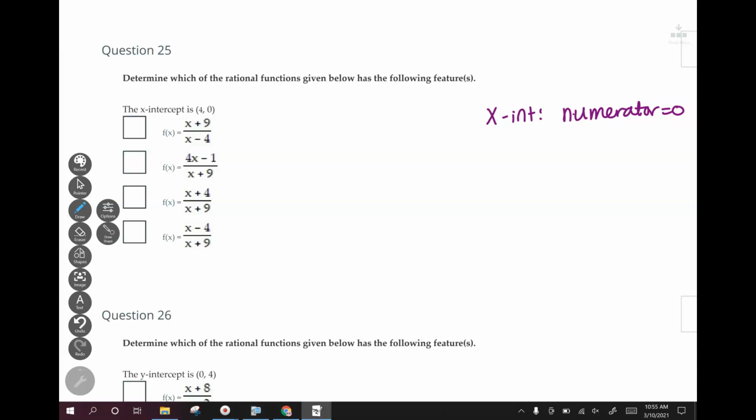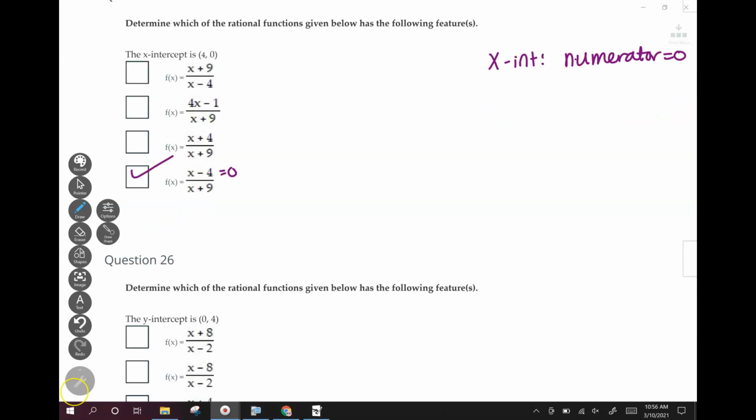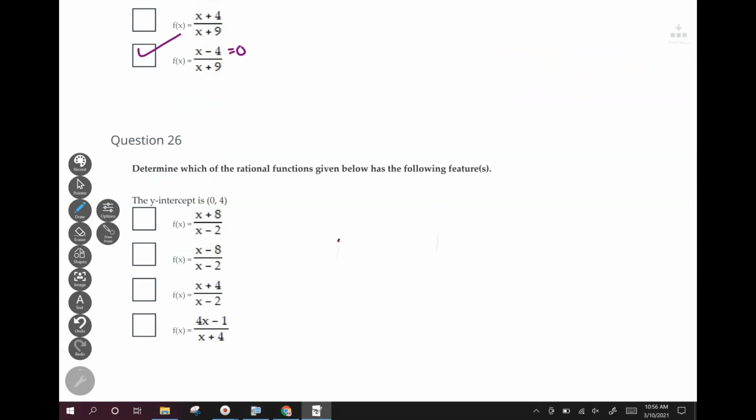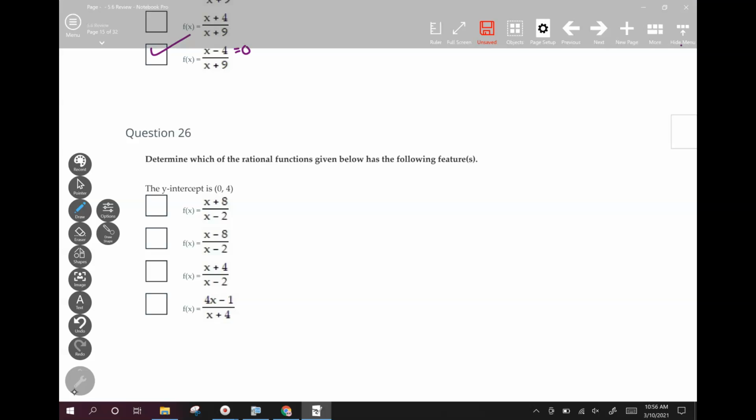So which of those would give you an x-intercept at 4 when the numerator equals 0? That would be this one. If I set that equal to 0, I get x equals 4. Number 26 is talking about the y-intercept, and that is when x equals 0. So you plug in 0 for x to get that value. I'll let y'all do that one on your own.